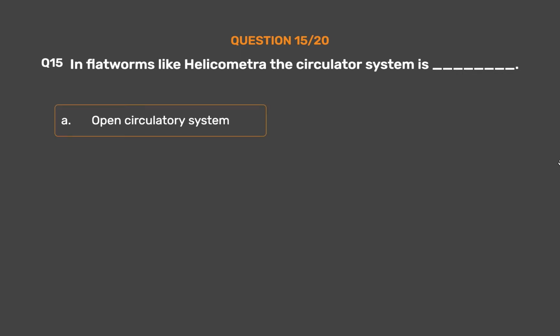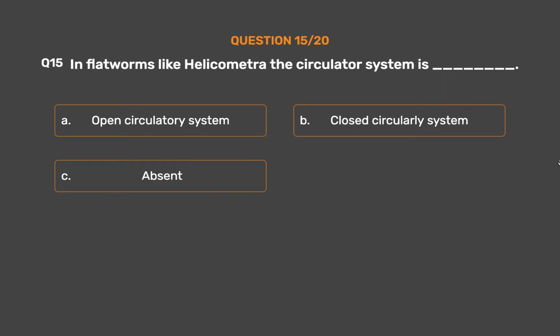Option A. Open circulatory system. Option B. Closed circulatory system. Option C. Absent. Option D. None of the above.